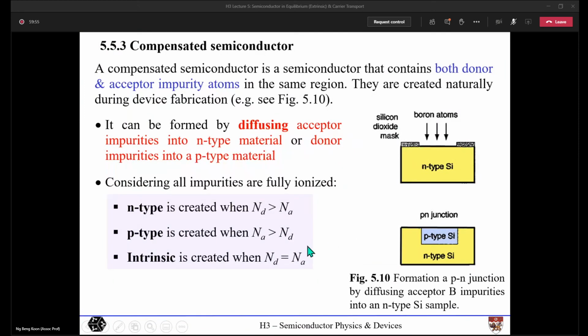In fact, in the situation where your donor doping exactly matches the acceptor doping, they cancel out exactly, and your semiconductor becomes intrinsic, with both types of dopants in it being the same. So you do get a complex situation like this, where it's not just one type of doping anymore. There are actually multiple dopings put into the semiconductor.